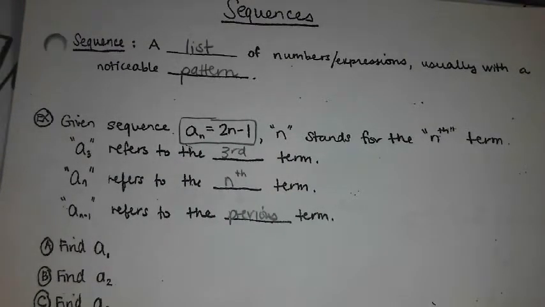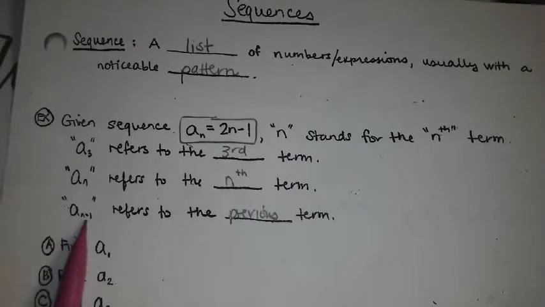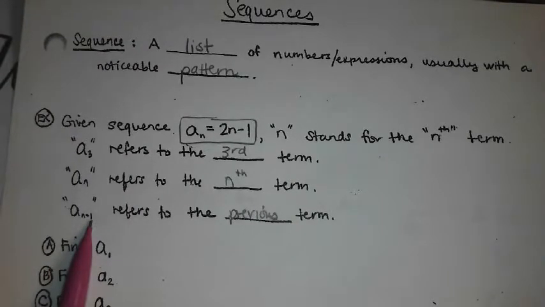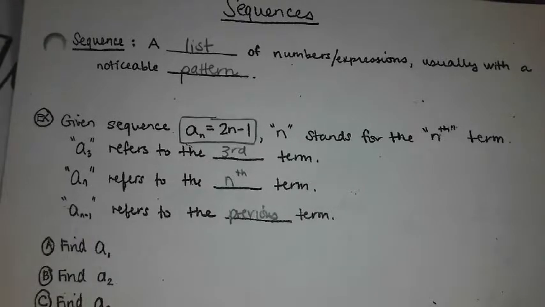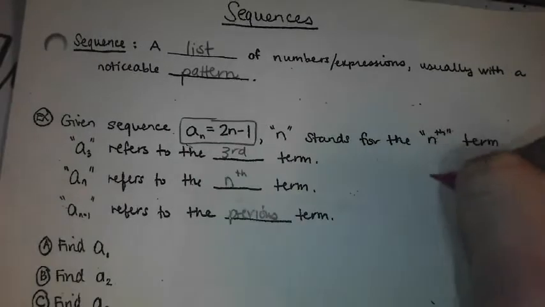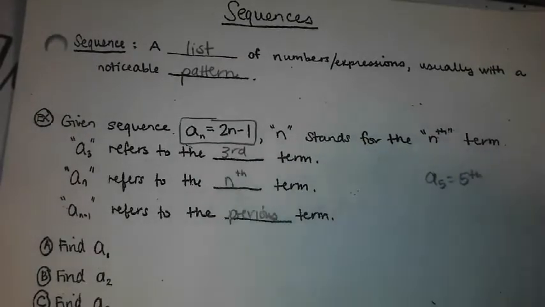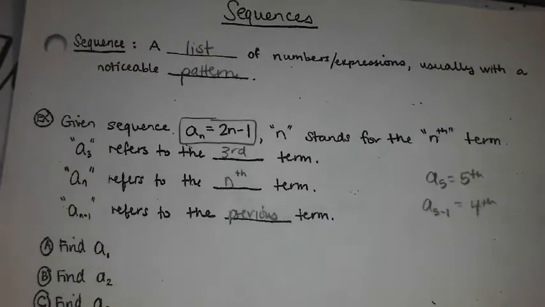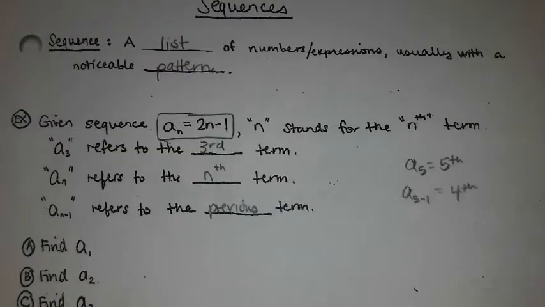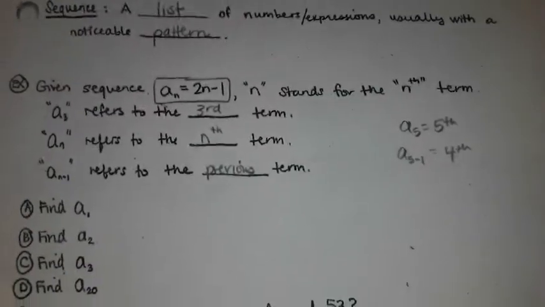So let's say n was 5. What would a sub n minus 1 be if n is 5? A sub 4. So a sub n, if n is 5, a sub n is the 5th term, right? A sub 5 equals 5th term. A sub 5 minus 1 is going to mean the 4th term. And that's where I'm getting this previous idea. We'll see that and how it's used in a moment.